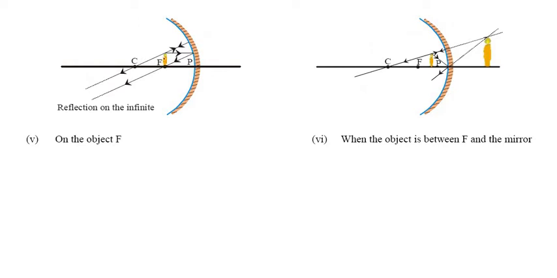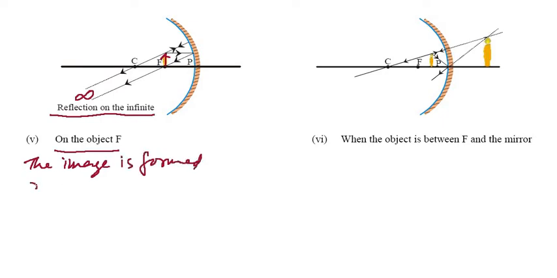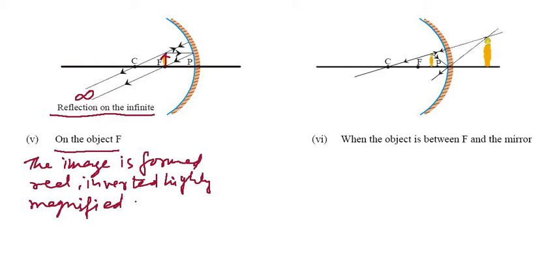Now you can see when the object is placed at focus, the image goes to infinity. When the object is placed at focus, the image is formed real, inverted, and highly magnified. It can be obtained on the screen.